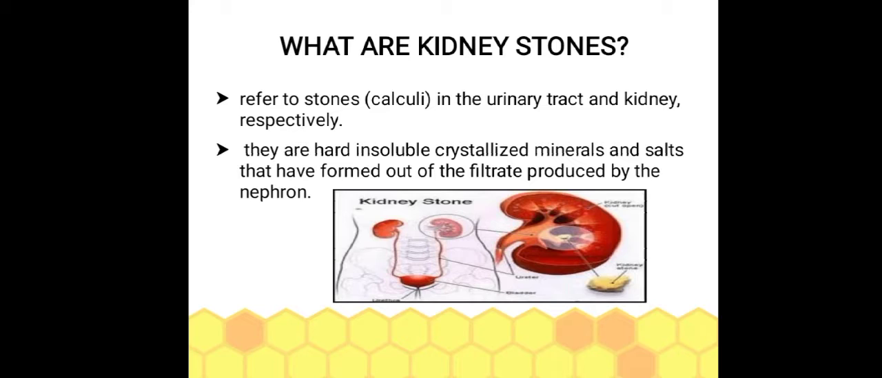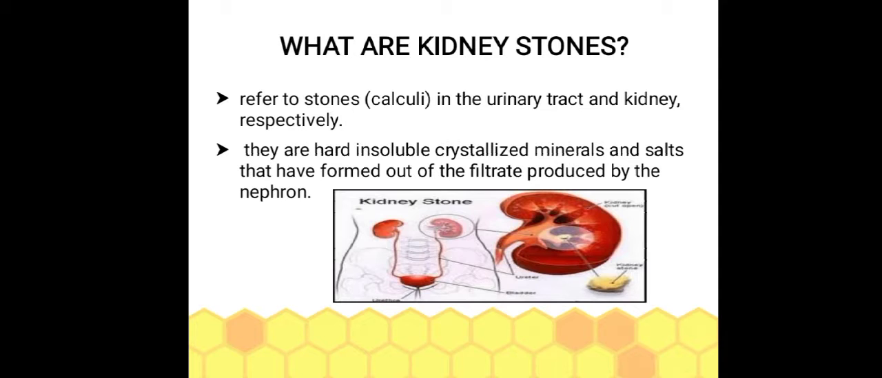What are kidney stones? It refers to stones or calculi in the urinary tract and kidney respectively. They are hard, insoluble, crystallized minerals and salts that have formed out of the filtrate produced by the nephron.